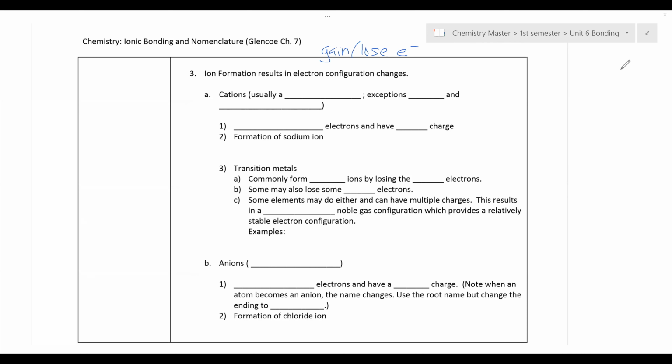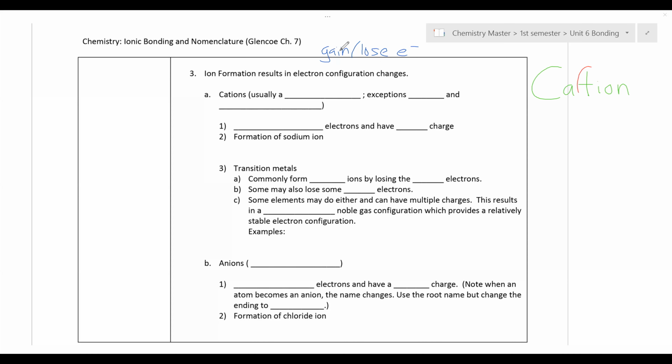All right, does anybody remember the shortcut for knowing if you look at a cation, is this the positive ion or is this the negative ion? Positive. It is the positive. Do you remember the shortcut for how we know that? No. Okay, anybody know a shortcut?